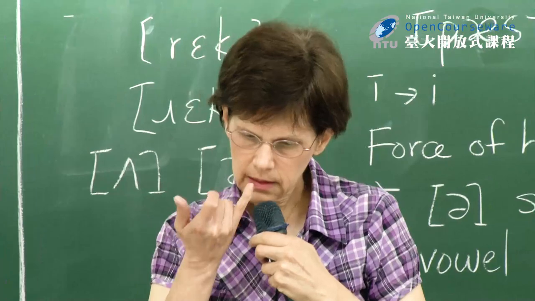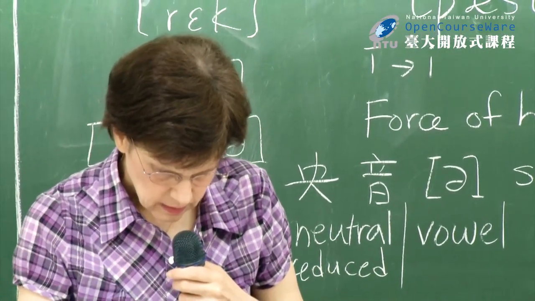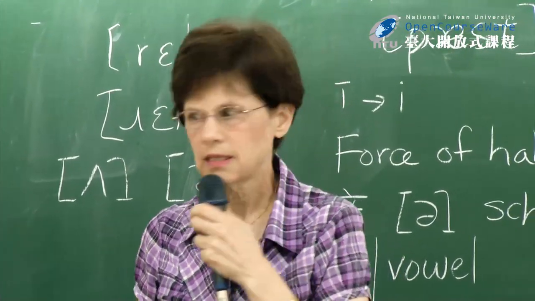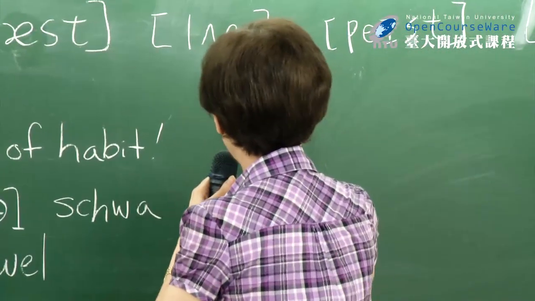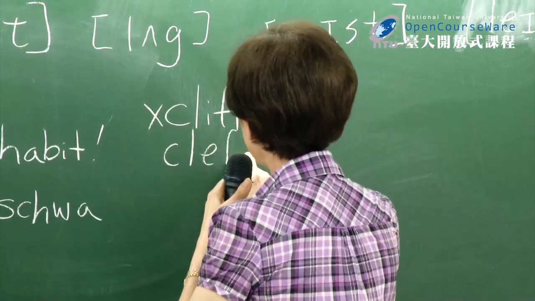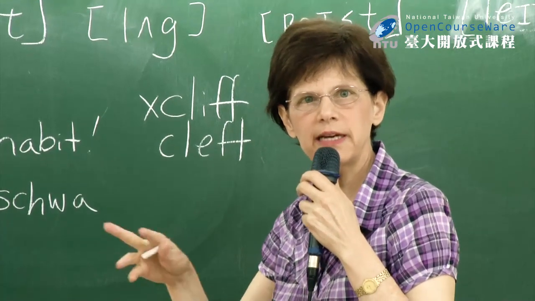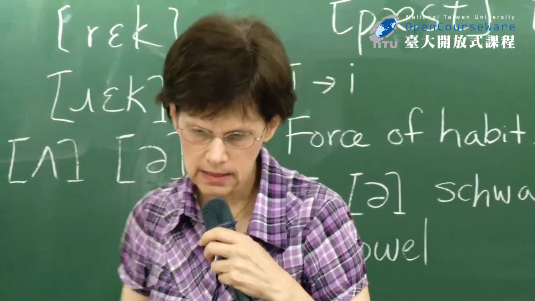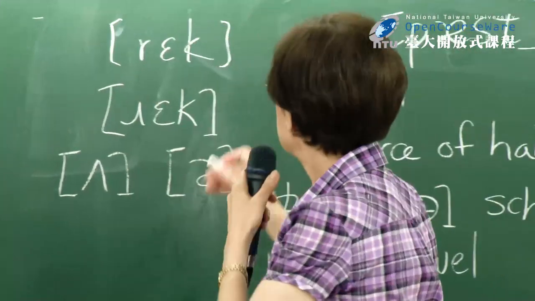Another one. 那个唇裂 how do we say that in English? How do you spell it? 不是悬崖不是 cliff, it's a cleft. Cleft means cut in two or split into two. Cleft. 这是分开裂开的意思 cleft palate.